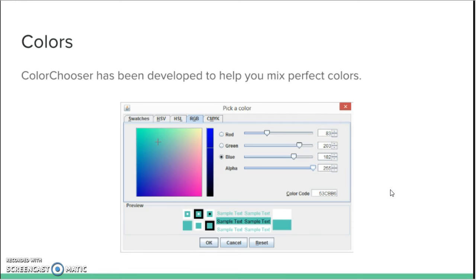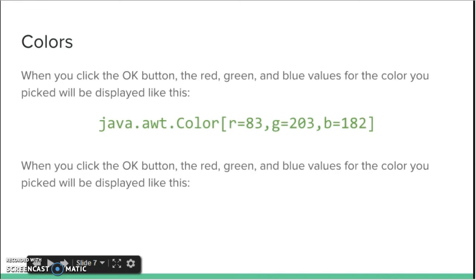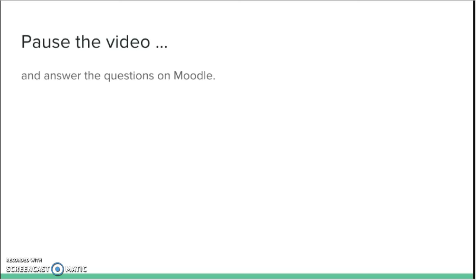Once you hit OK on the Color Chooser, it will show you the red, green, and blue values for the color you picked. So it'll show up like this: java.awt, which you don't have to worry about, .color, and then it shows you red, green, and blue. Alright, so at this point you should pause the video, keep Color Chooser out because you'll need that to answer the questions on Moodle. And when you're done, come back.